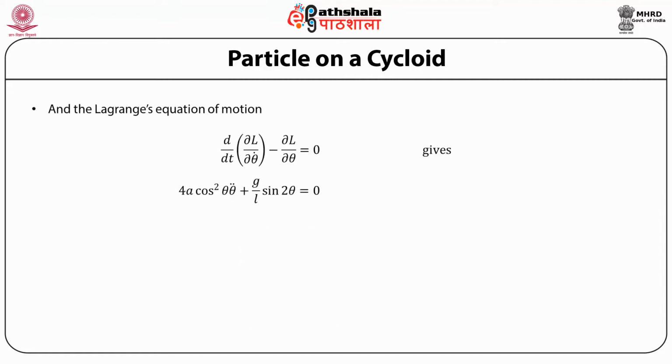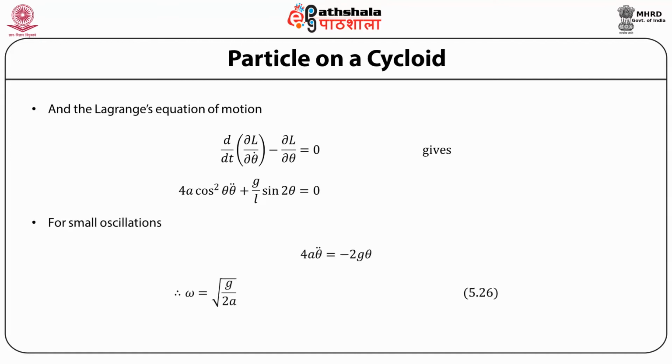The Lagrangian equation of motion, namely d/dt of ∂L/∂θ-dot minus ∂L/∂θ equal to 0, can be easily computed, and the equation of motion we get is 4a cos² θ θ double dot plus g/L sin 2θ equal to 0. So just note one thing, that we have only one generalized coordinate theta.